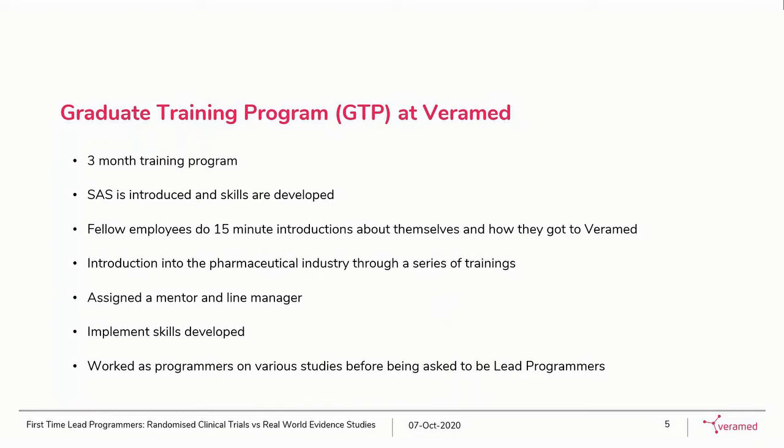Veramed has a graduate training program, which will also be referred to as the GTP. This is open to both statisticians and programmers. This program lasts 3 months, with this intake including graduates who span all the Veramed offices. All graduates joining the program start the first 2 weeks in the Twickenham office, so that they can all become well acquainted with each other and meet other Veramed employees.